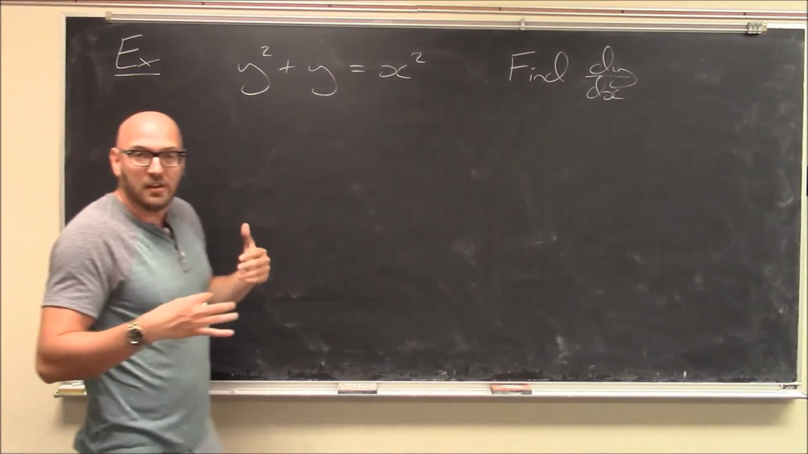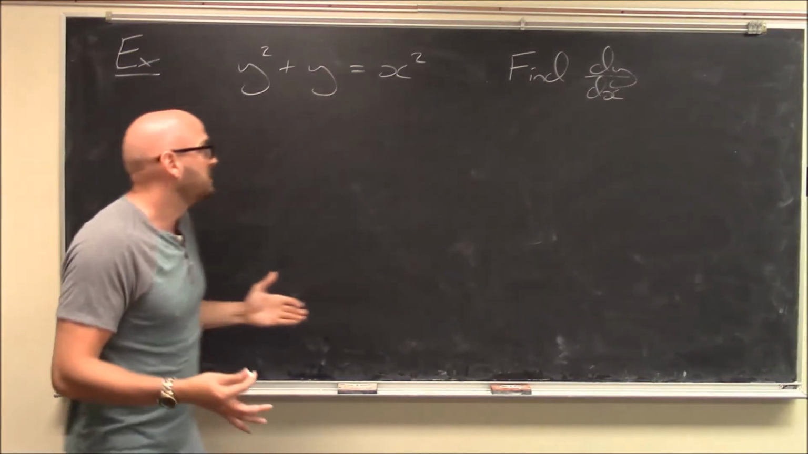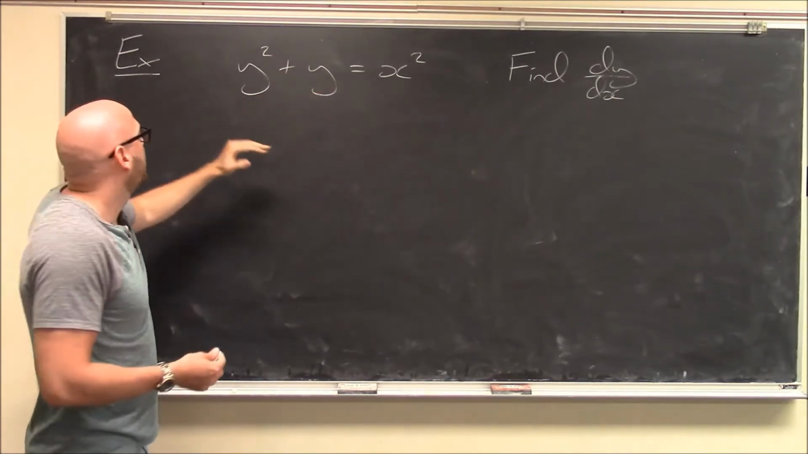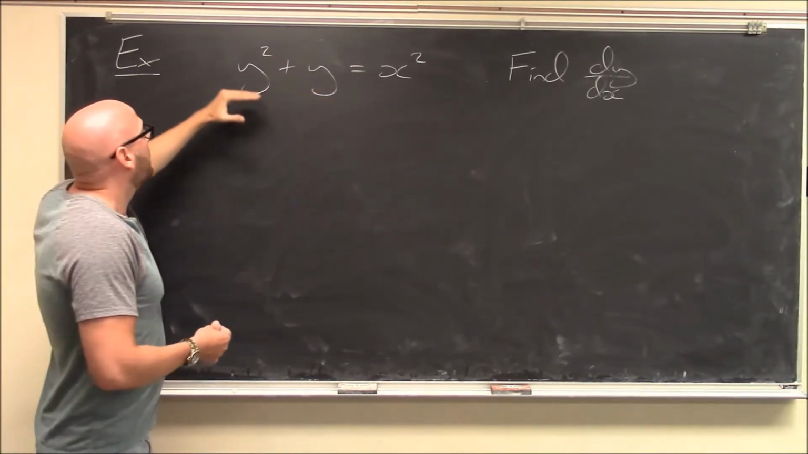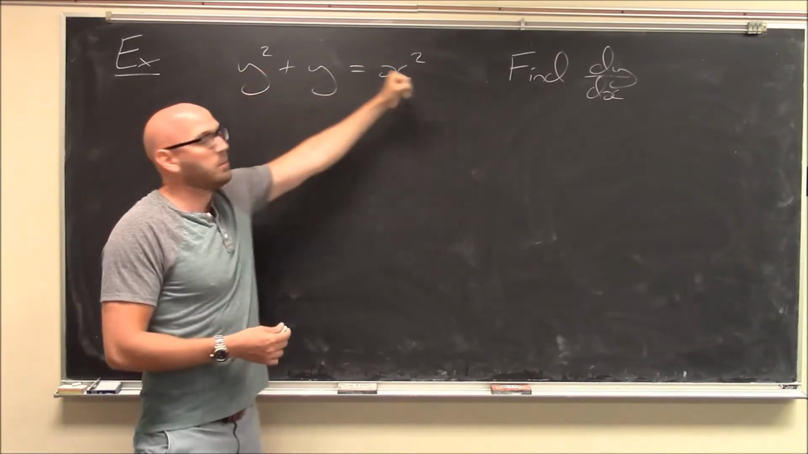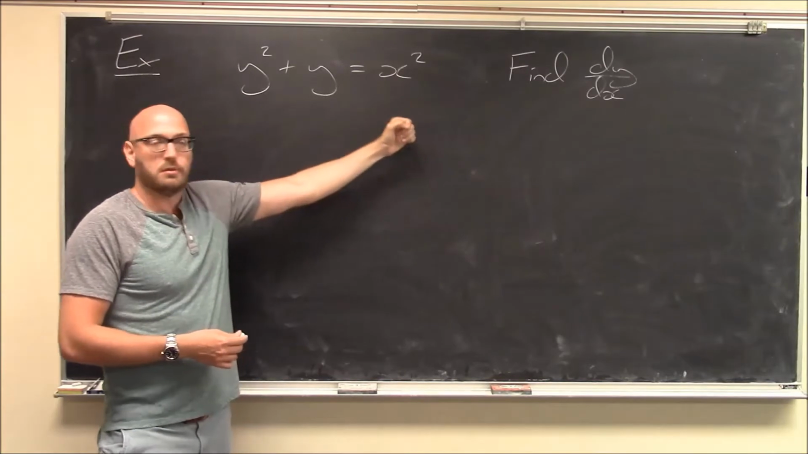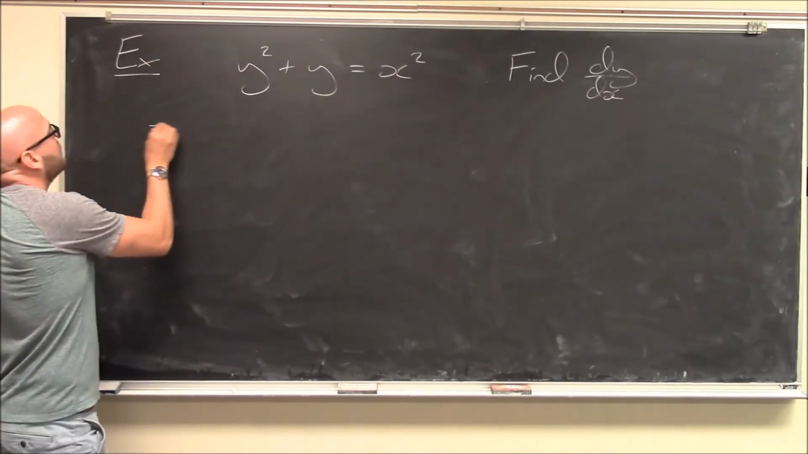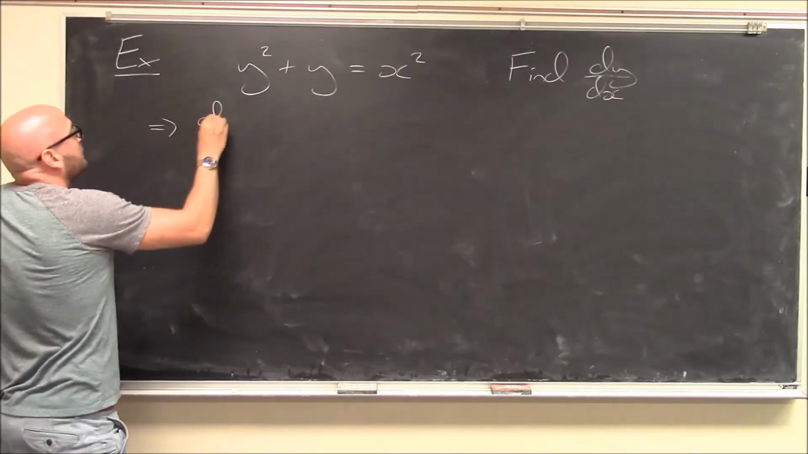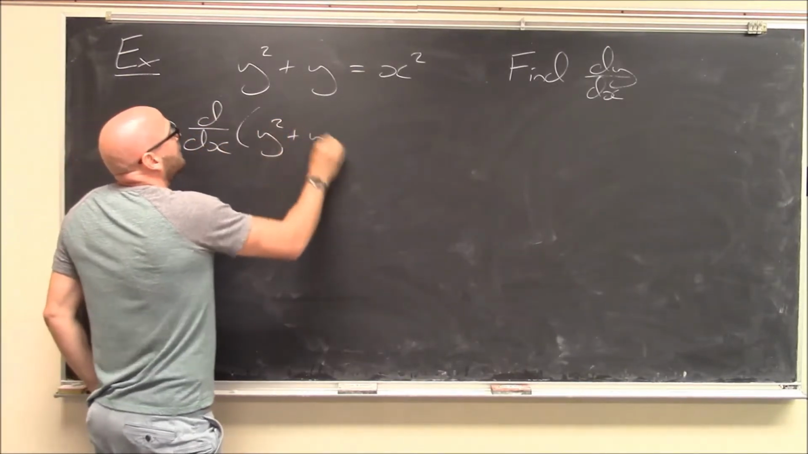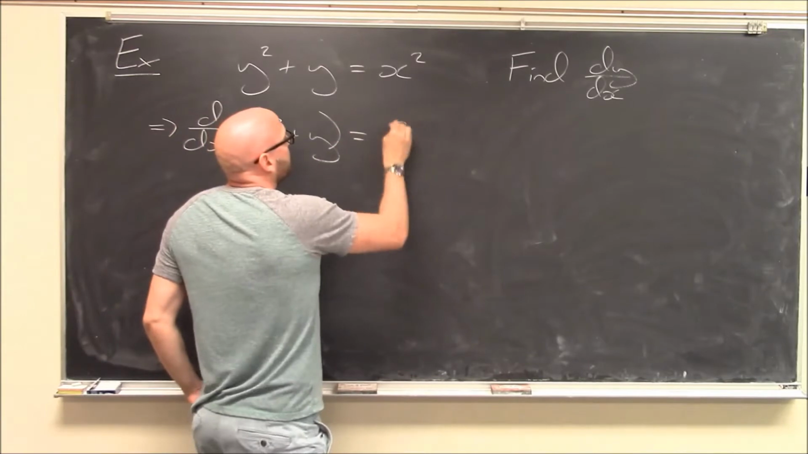So here's all that goes into implicit differentiation. The idea is I'm not going to bother solving explicitly for y. I'm going to leave it as it stands, and if the left-hand side equals the right-hand side, then the derivative of the left-hand side must equal the derivative of the right-hand side. So if I want the derivative of y with respect to x, I'm going to differentiate both sides with respect to x.